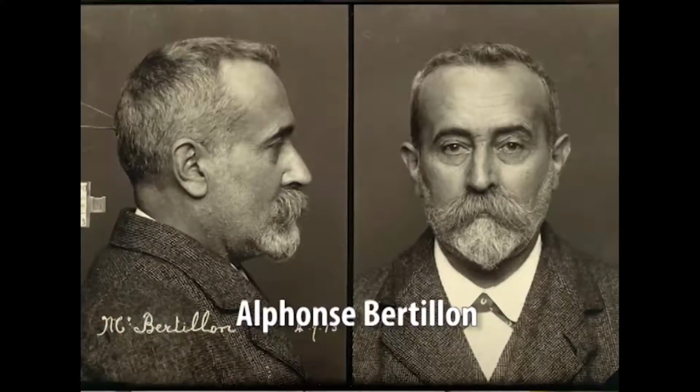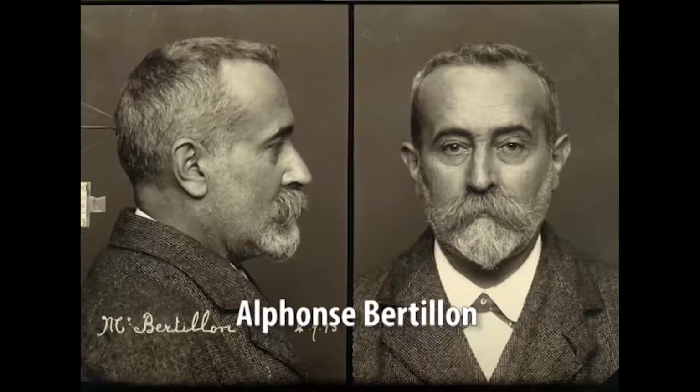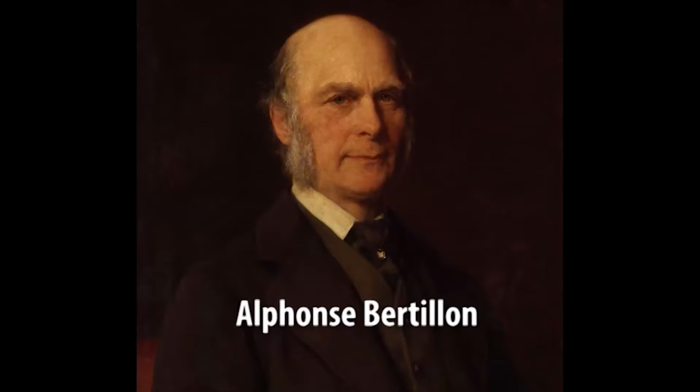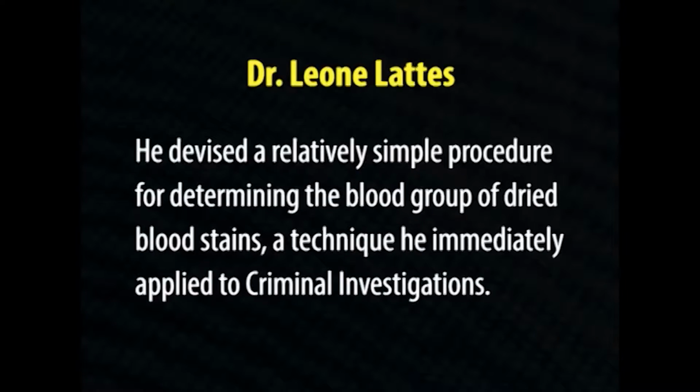Second, Alphonse Bertillon. The first scientific system of personal identification was devised by him. He also developed anthropometry. Third, Francis Galton. Galton undertook the first definitive study of fingerprints and developed a methodology for classifying them for filing. Fourth, Dr. Leon Lattes. He devised a relatively simple procedure for determining the blood group of a dried blood stain, a technique he immediately applied to criminal investigation.